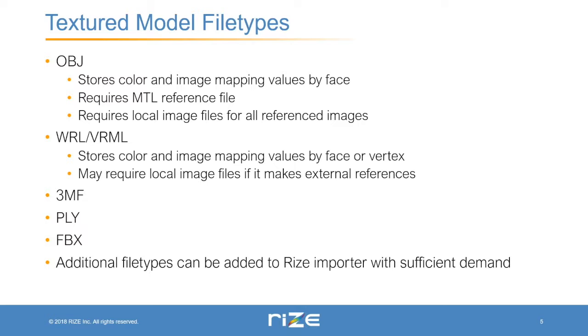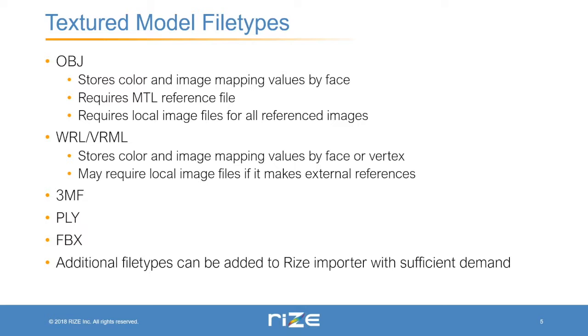OBJ files also require an MTL reference file. An MTL would mean material. So this file is included with any colored OBJ to connect each of the triangles to the correct set of colors or image vertices. And the other thing you'll have to include alongside MTL files are the actual images that are referenced by the MTL file. So then there's the WRL.